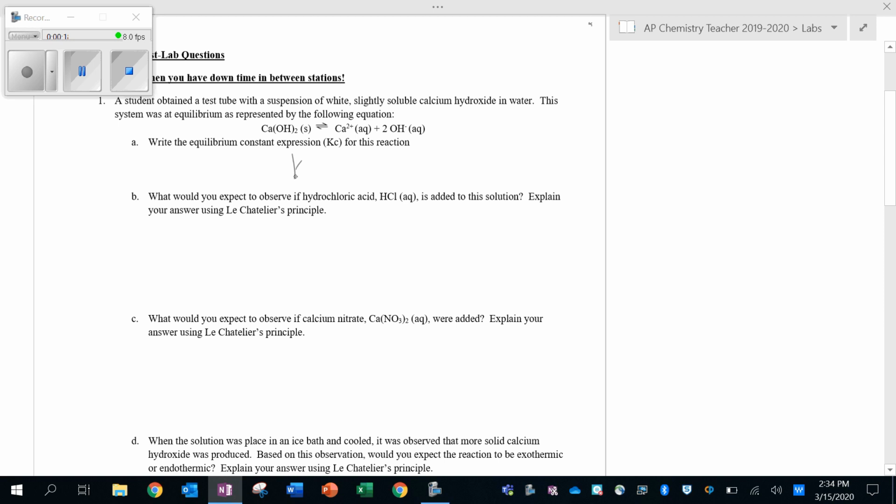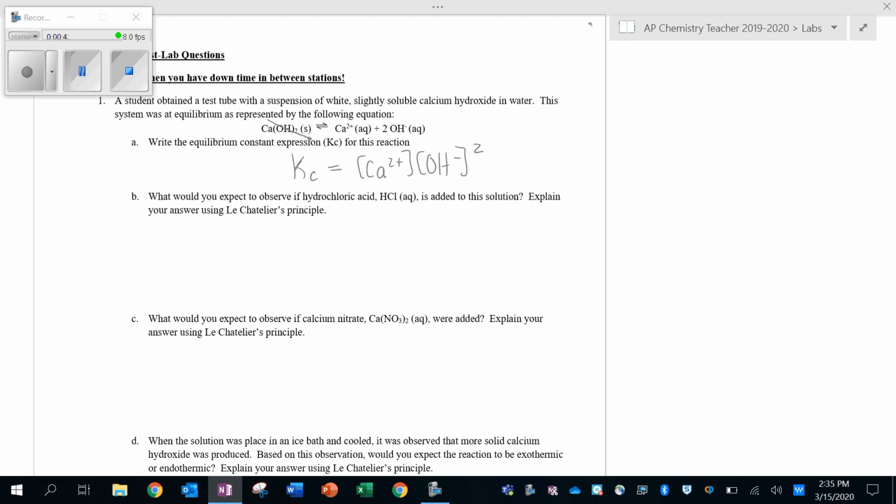Whenever you write a K expression, in this case it's a Kc, so I'm going to use the square brackets. If it were a Kp, I'd use the symbol for pressure. And it's always products over reactants. So I'm going to write the products first. And the coefficients become exponents, and then you leave out solids and liquids. So we don't include the reactant because it is a solid. So that is our Kc expression.